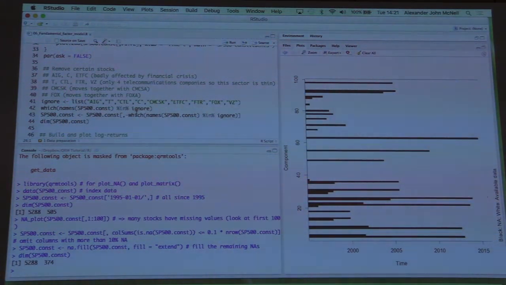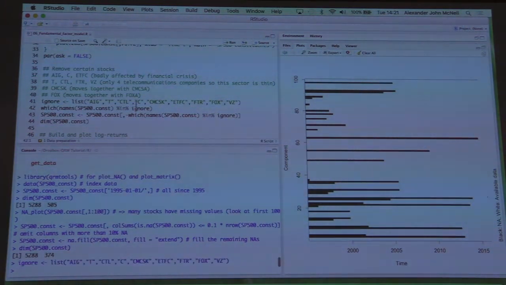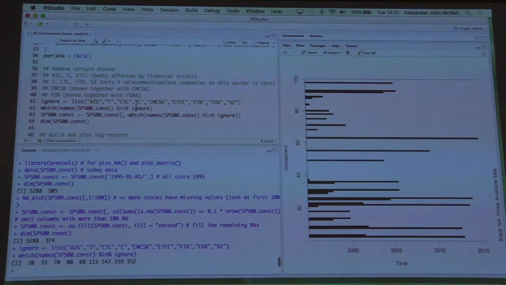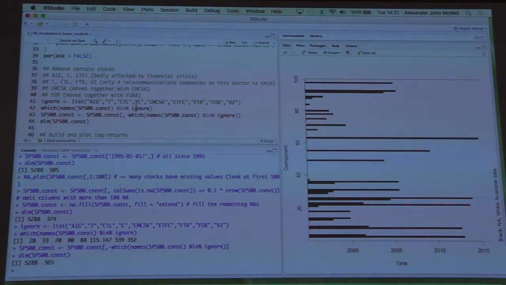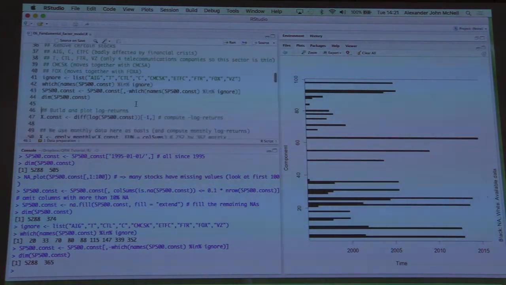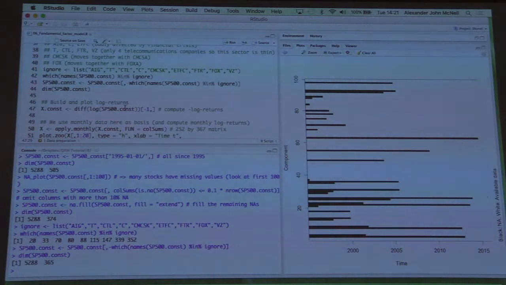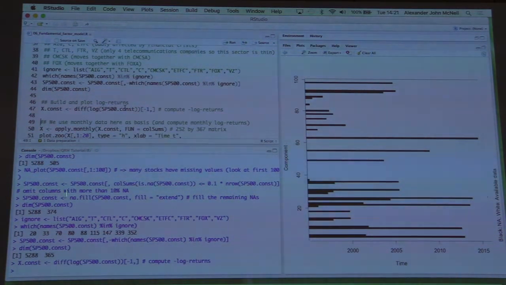So certain stocks are ignored, just a few, but I don't think that that's important for the purposes of understanding what's going on. But by the time that I've done that, I'm down to 365. So D is 365. The dimension of my vectors is 365. I will take log returns, as usual, we'll just build the log returns.